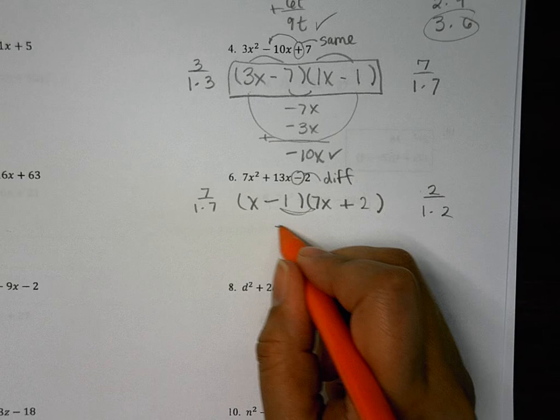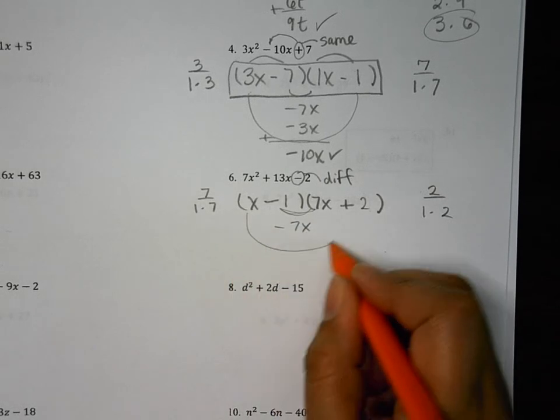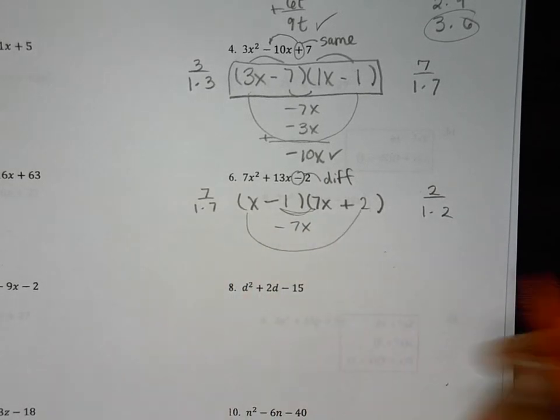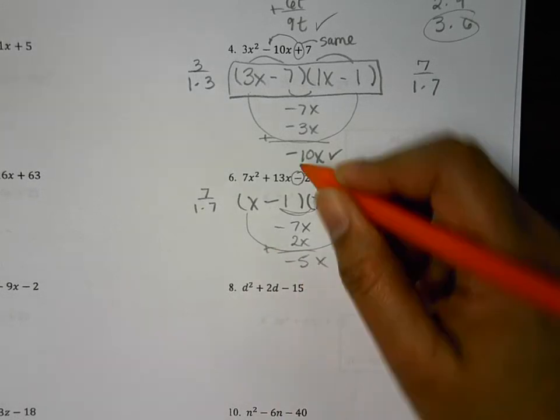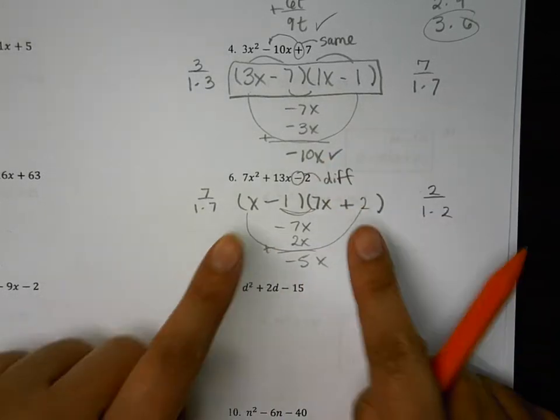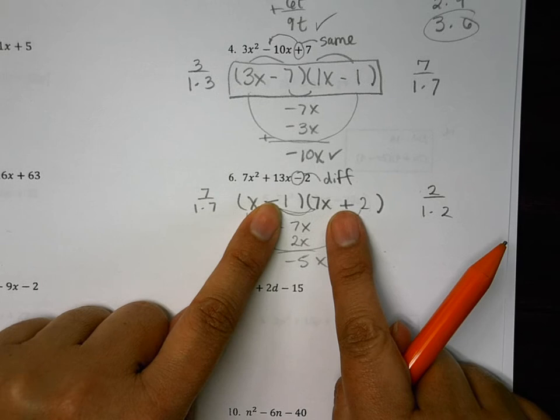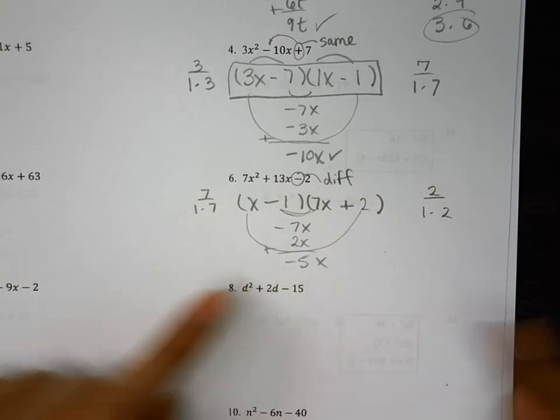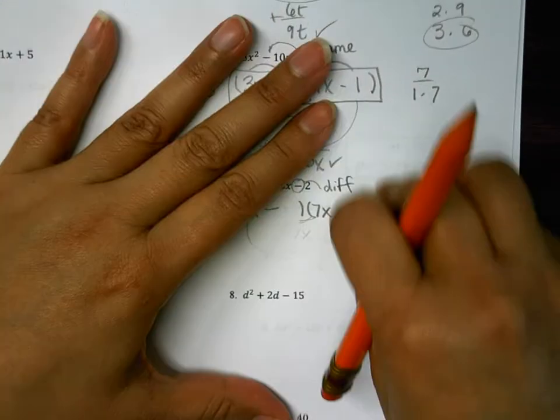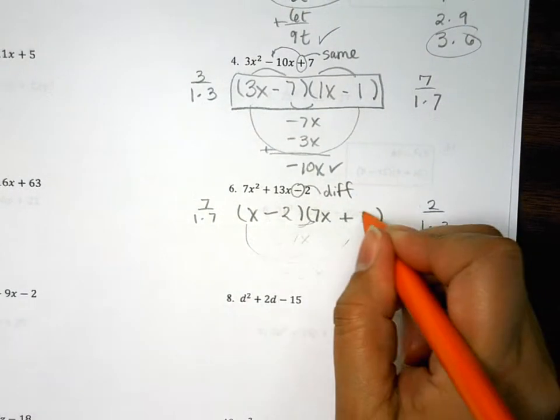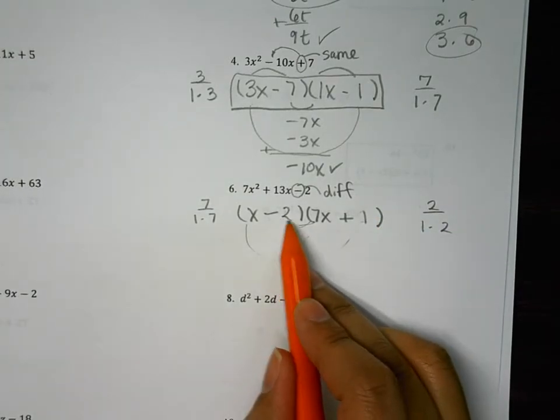Okay. Let's check. What does the inside give me? Negative 7x. What does the outside give me? 2x. That adds up to negative 5x. Is that what I'm trying to get? Would it help if I flip-flop the positive and negative signs? No, that's just going to give me a positive 5. Okay, so then that helps. Instead of 1, 2, what should I do? 2, 1. Let's try that now.